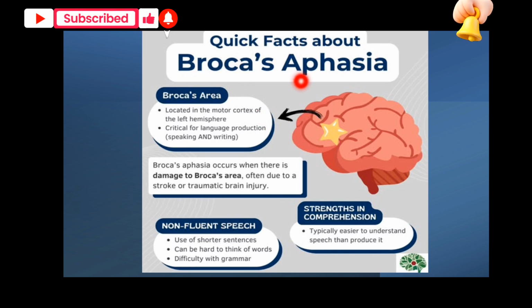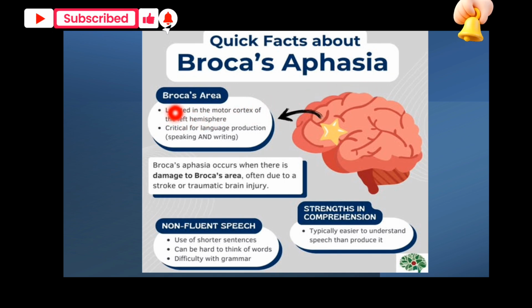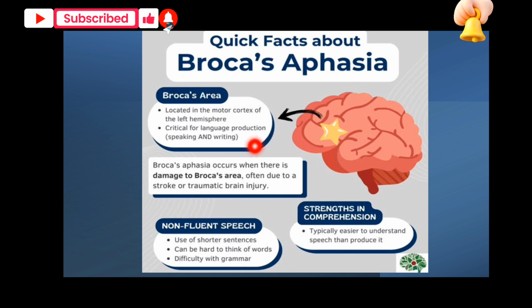Quick fact about Broca's aphasia. Now, what is Broca's aphasia? Broca's area is located in the motor cortex of the left hemisphere and is critical for language production, speaking and writing. That's Broca's area.